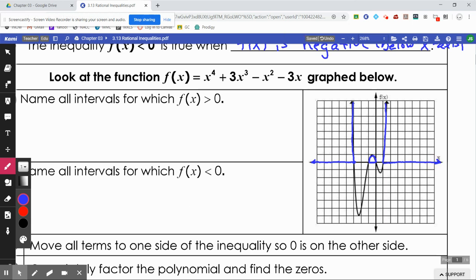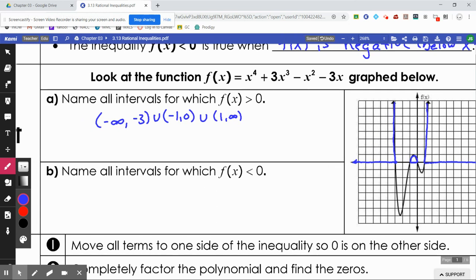So that'd be everywhere from negative infinity up to, I believe that is negative 3. And also everywhere from negative 1 to 0, and also everywhere from 1 to positive infinity.